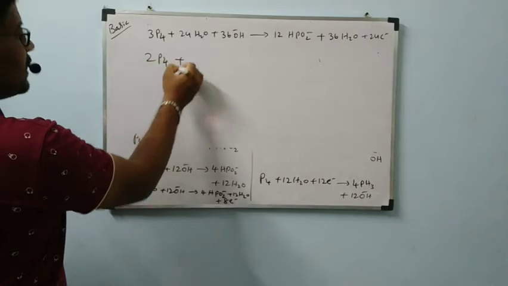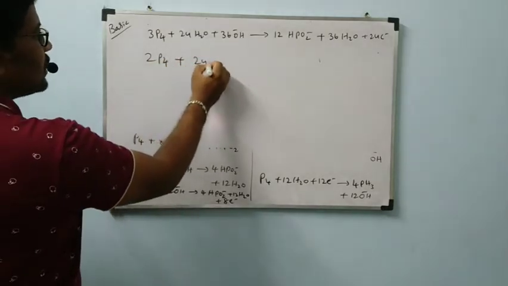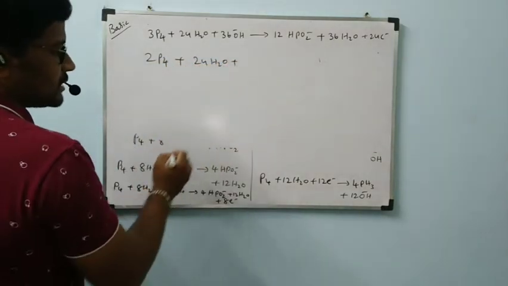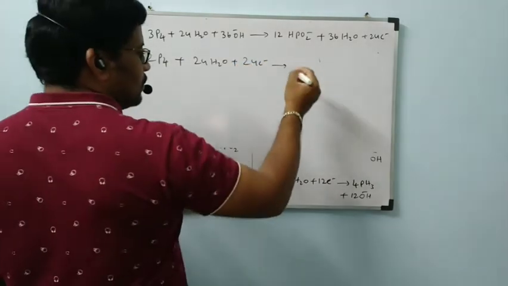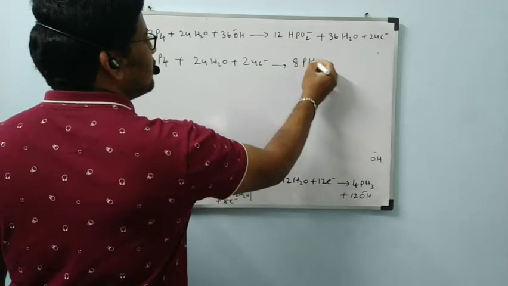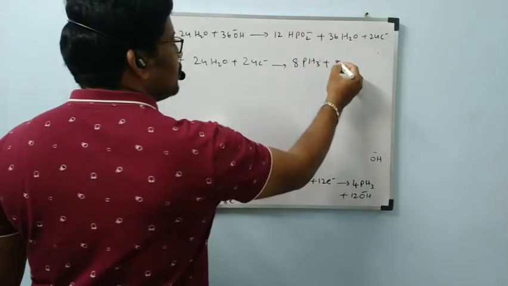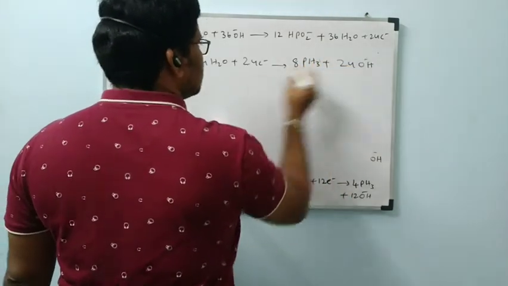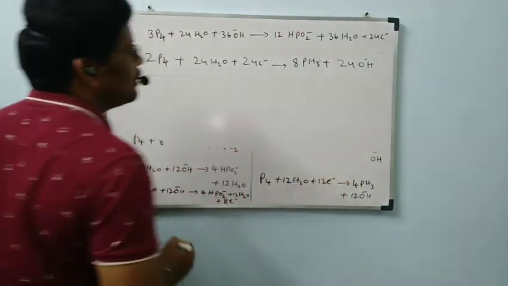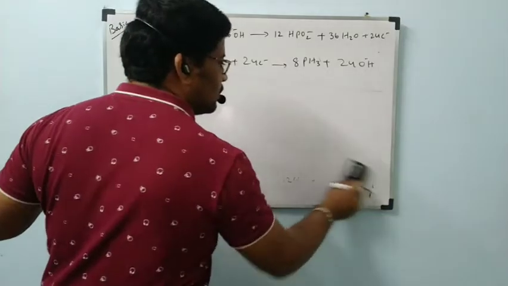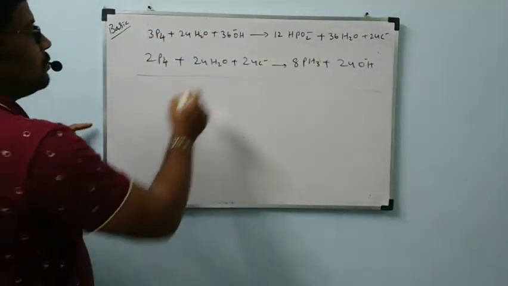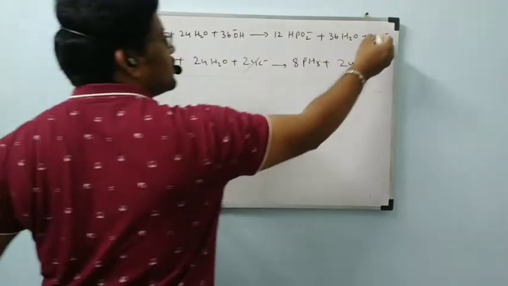2P4 plus 24H2O plus 24 electrons gives rise to 8PH3 plus 24 OH minus. We have to add these two. While we are adding, 24 electrons got cancelled.